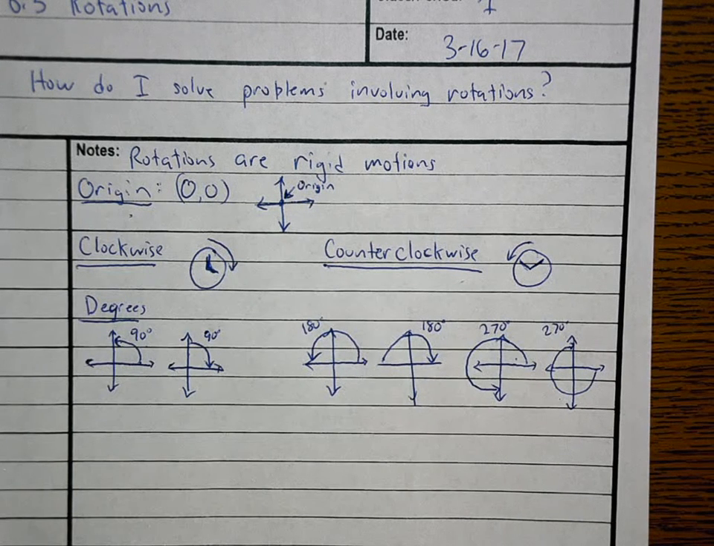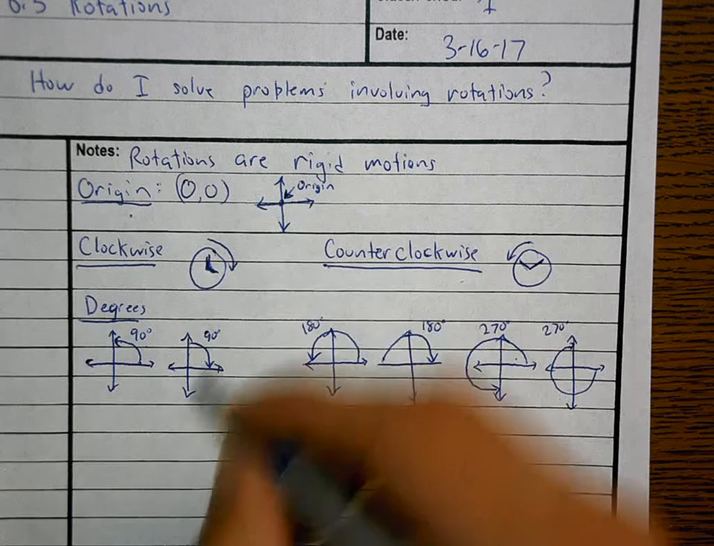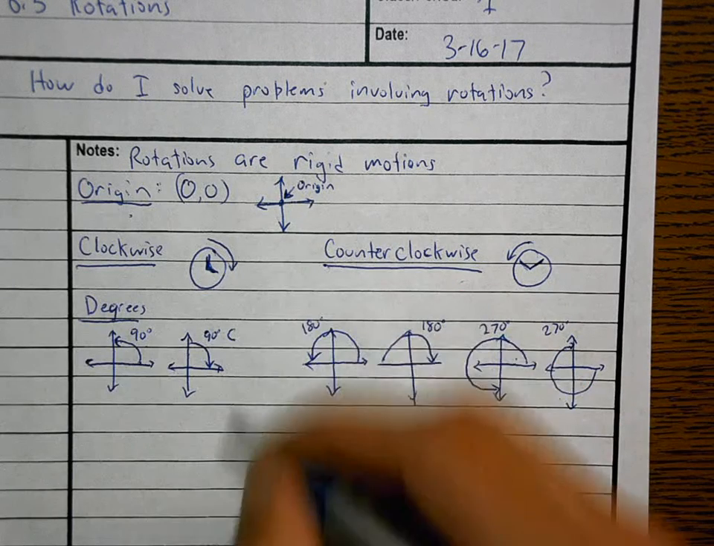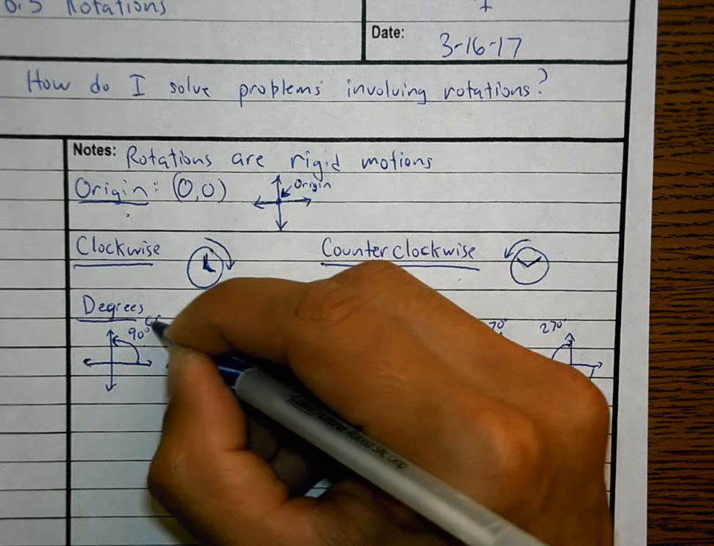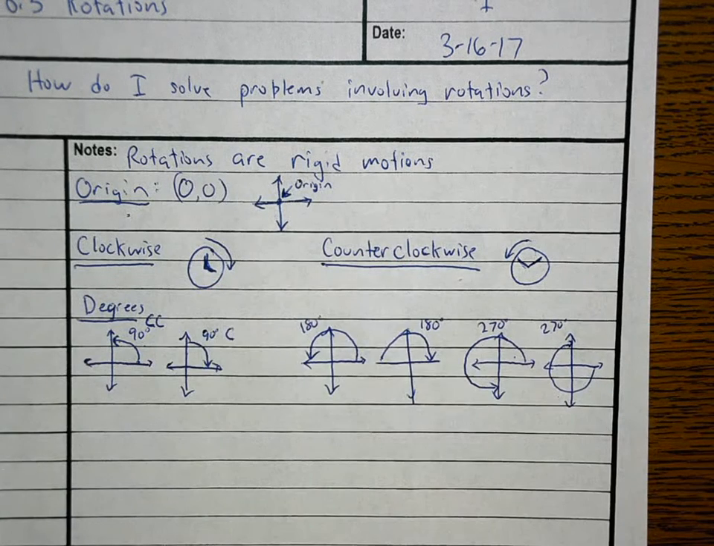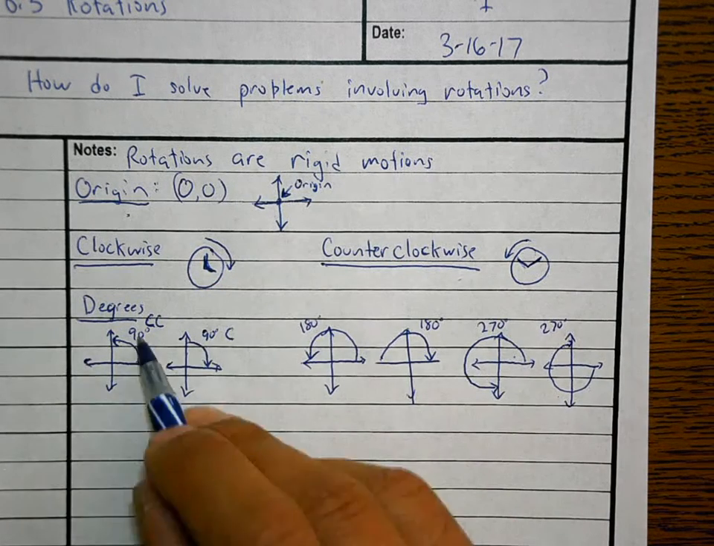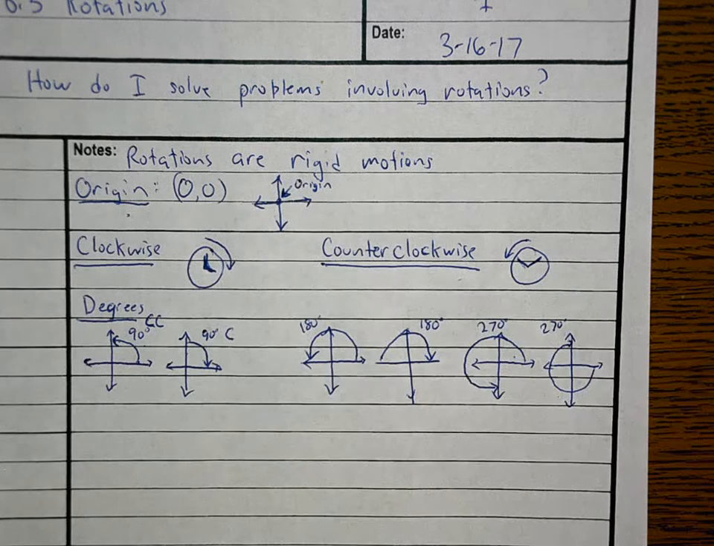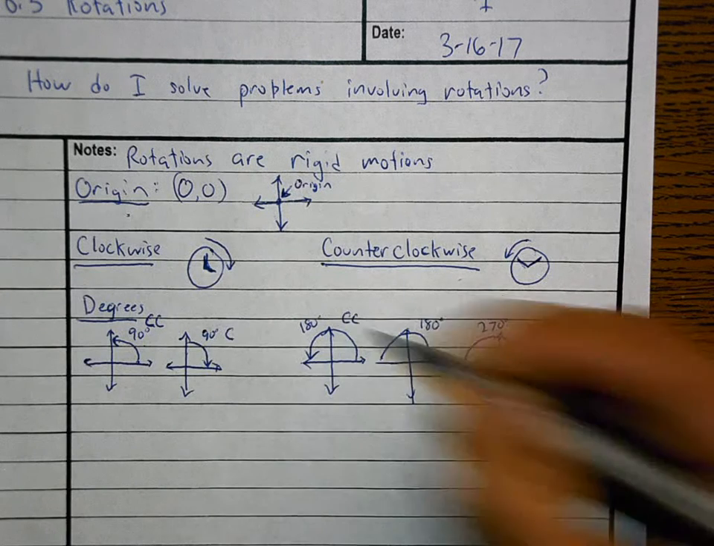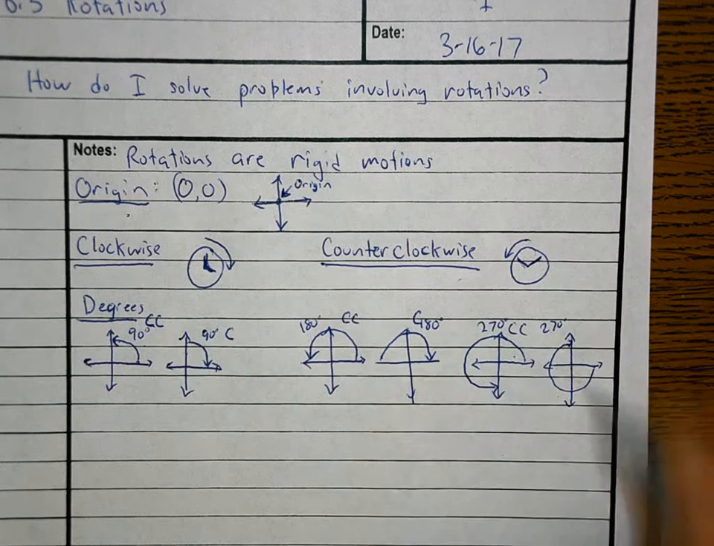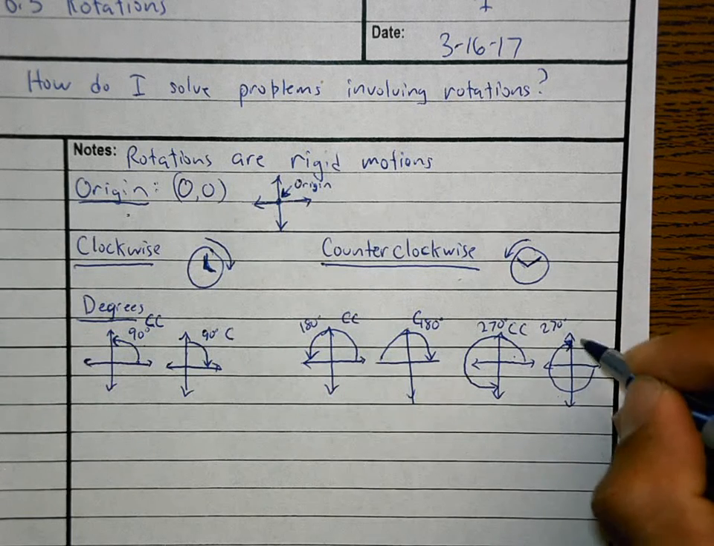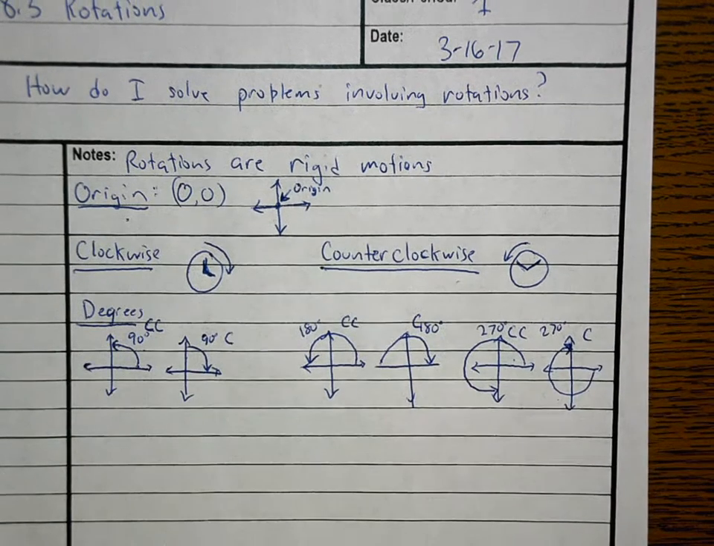So I'm going to label these. I'm going to put C on the ones that are going clockwise, and then on the counterclockwise, I'm going to put CC. C for clockwise, CC for counterclockwise, just in case you need to know.